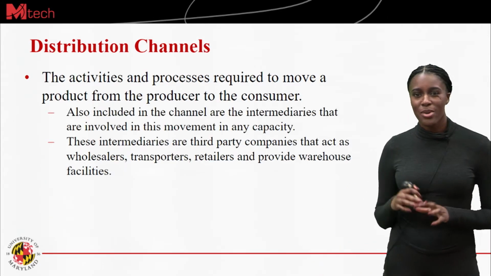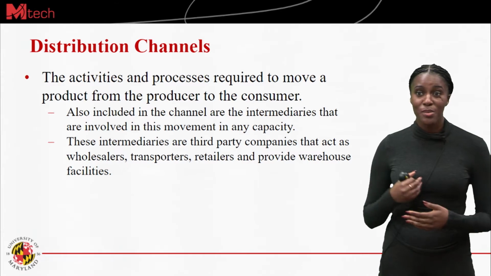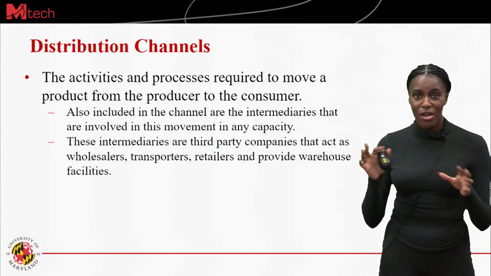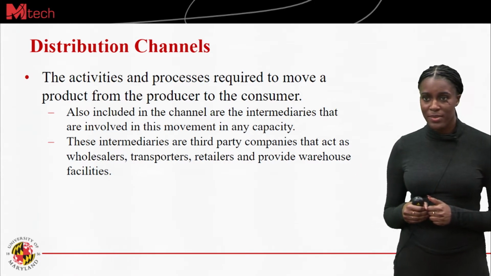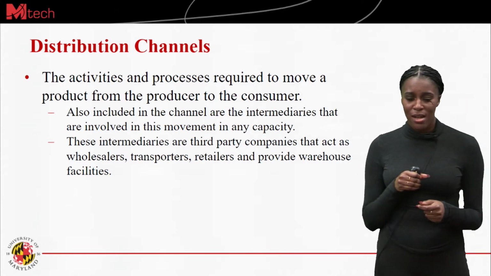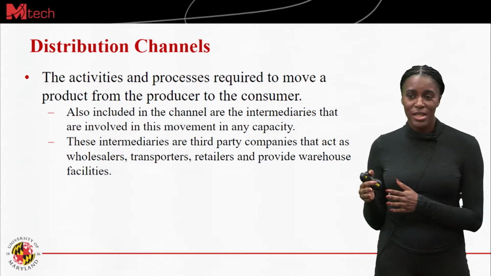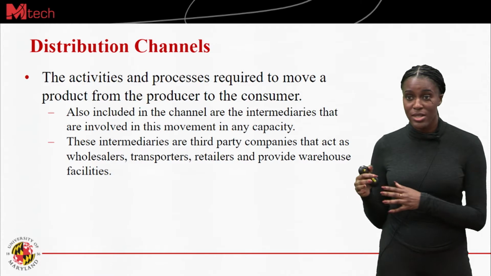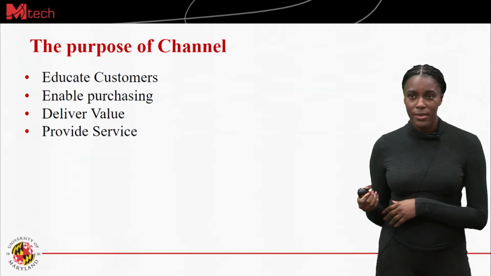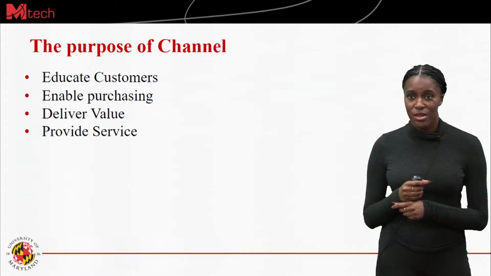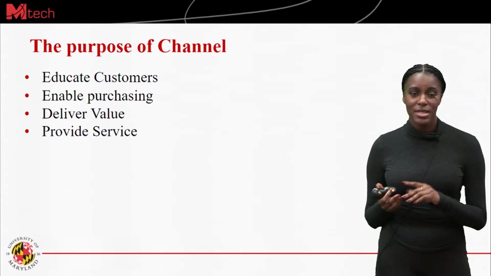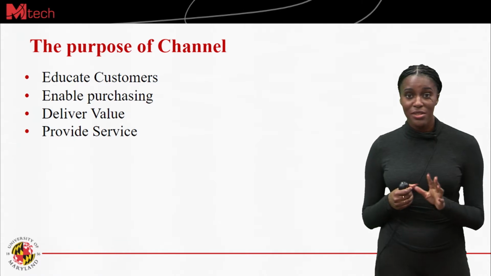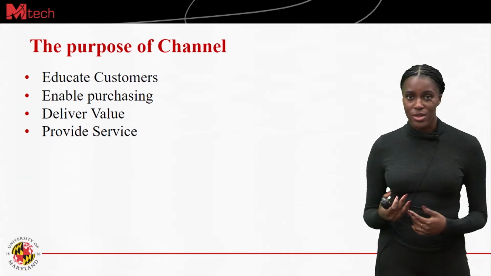Now, the activities and processes that are required to actually move your product from the producer, which is you, to your customer, are all related to your distribution channels. It also can include things that are considered intermediaries in that process, and we'll talk a little bit about what those intermediaries are. Now, remember, the purpose of your channel is to do 4 things. It's to educate your customers, enable purchasing for your customers, deliver value, and also provide your service.